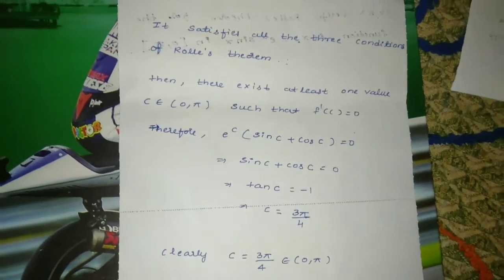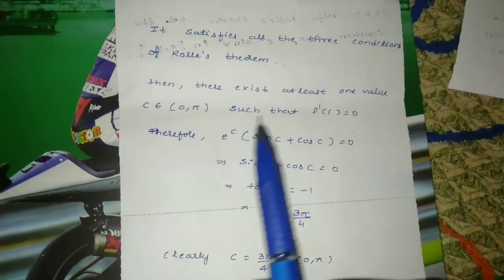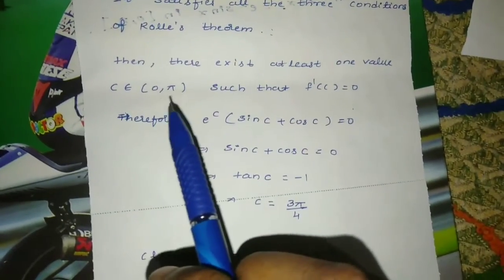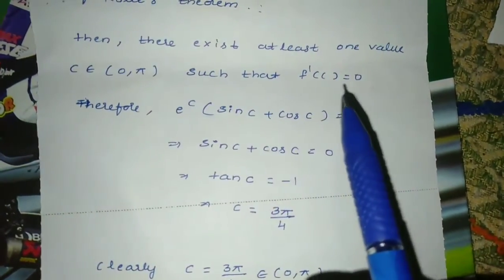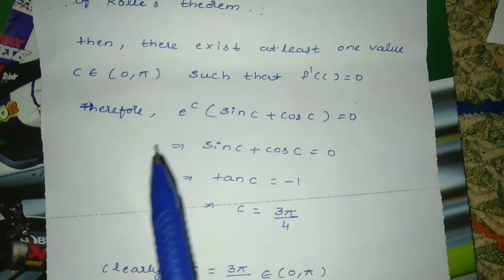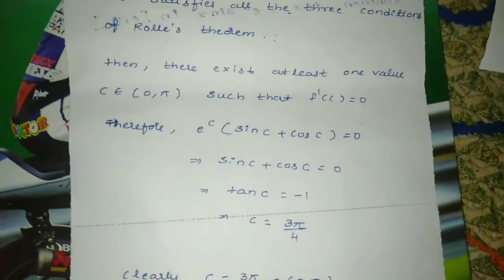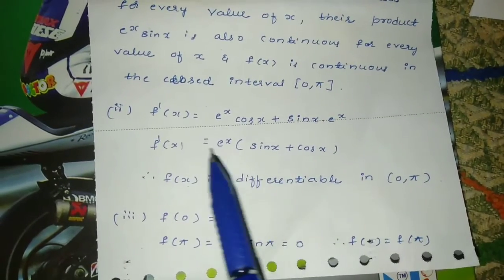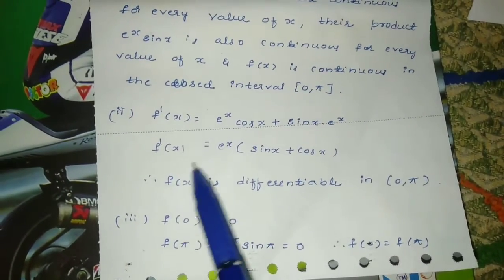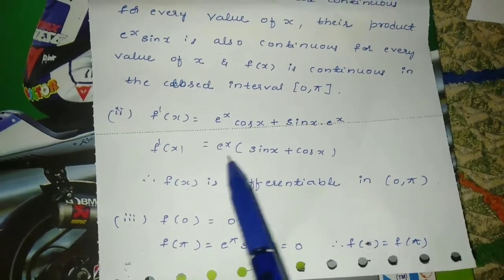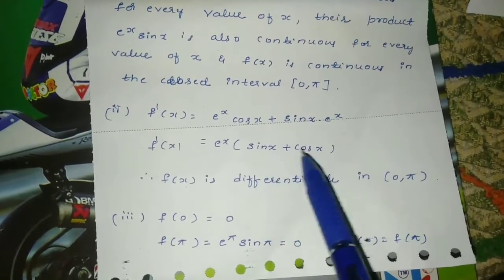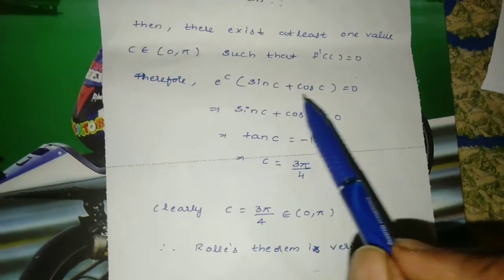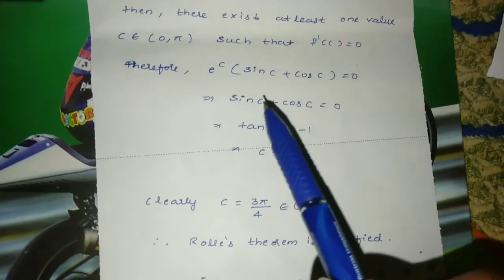Three conditions of Rolle's theorem are satisfied. Then there exists at least one value c belongs to open interval 0 comma pi such that f dash of c is equal to 0. Therefore, in this equation in place of x we replaced c. We get e power of c times sin c plus cos c equal to 0.